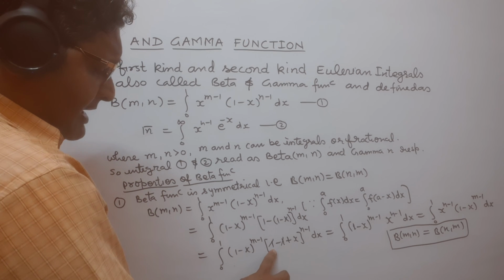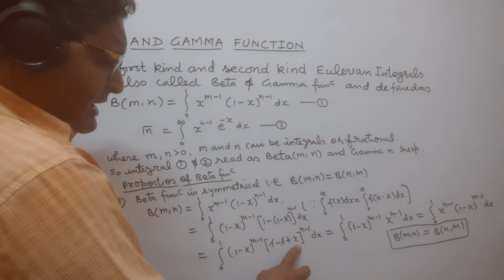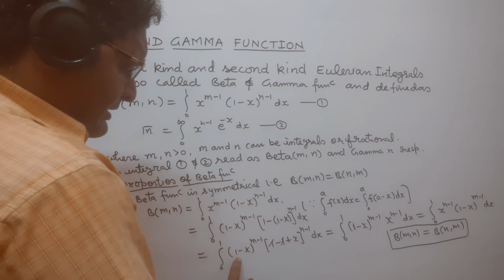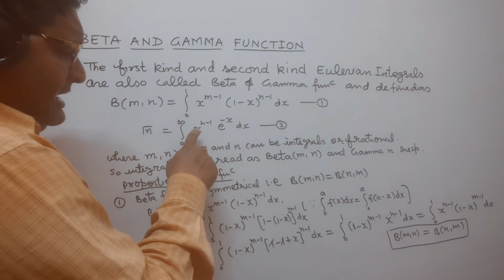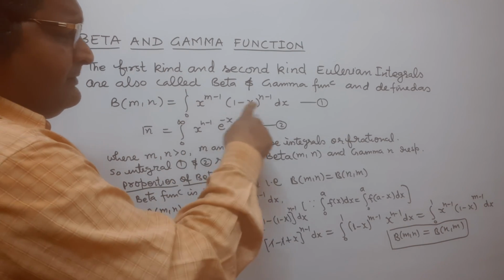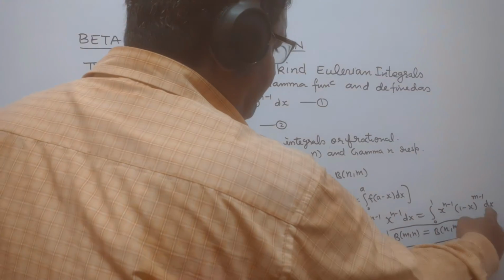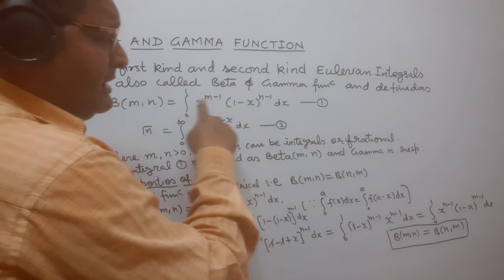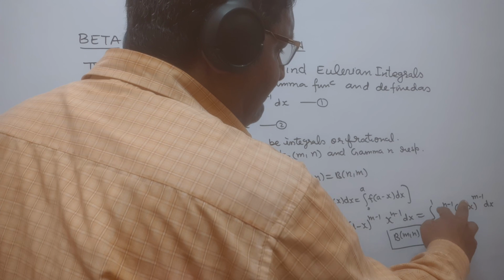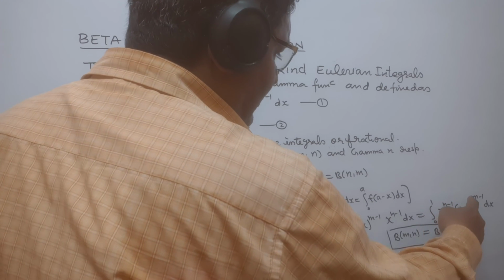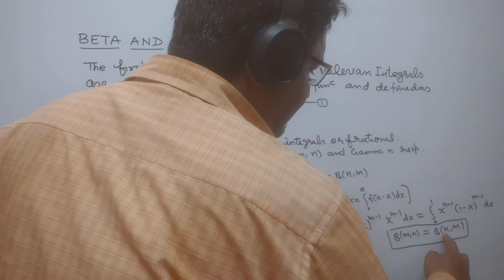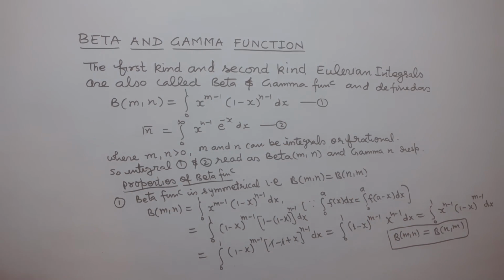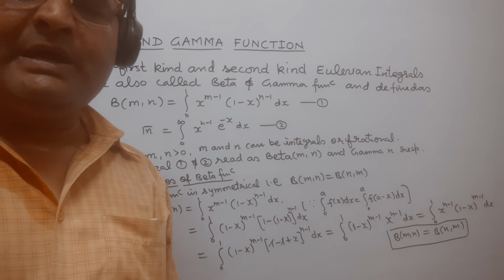So the plus 1 and minus 1 cancel out, and we get x to the power n minus 1 multiplied by (1 minus x) whole power m minus 1. We can see that in this beta function and in this beta function, m and n are interchanged. In place of m here is n, and in place of n here is m. So we write this integral as beta n, m. So we can see the beta function is symmetrical, that means beta m, n is equal to beta n, m. Thank you.